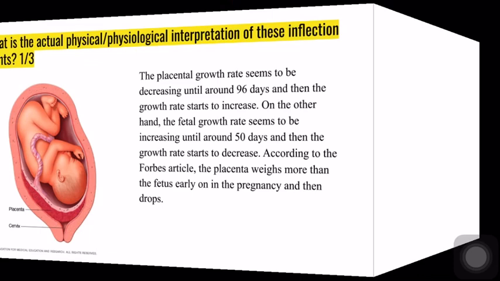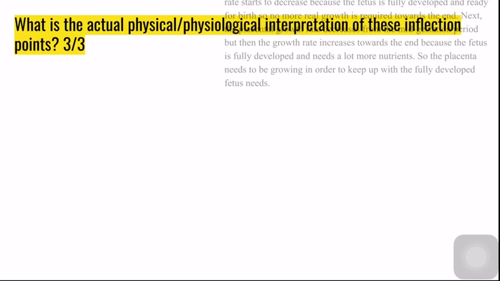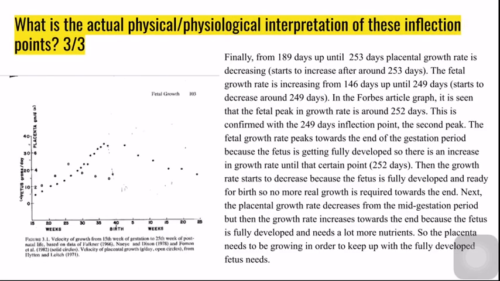Finally, from 189 days up until 253 days, placental growth rate is decreasing. The fetal growth rate is increasing from 146 days up until 249 days. In the Forbes article graph, it is seen that the fetal peak in growth rate is around 252 days. This is confirmed with the 249 days inflection point, the second peak. The fetal growth rate peaks towards the end of the gestation period because the fetus is getting fully developed, so there is an increase in growth rate until that certain point of 252 days.